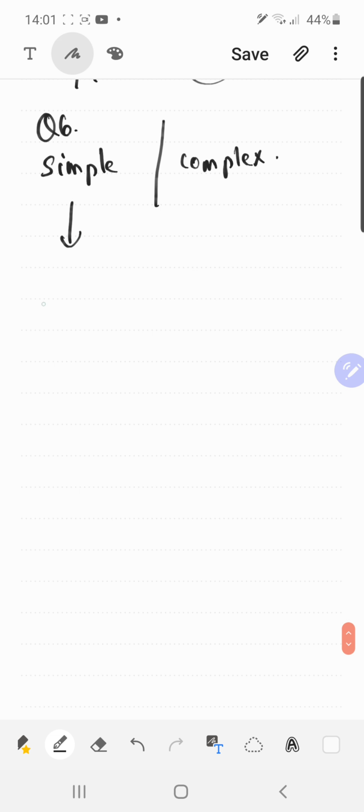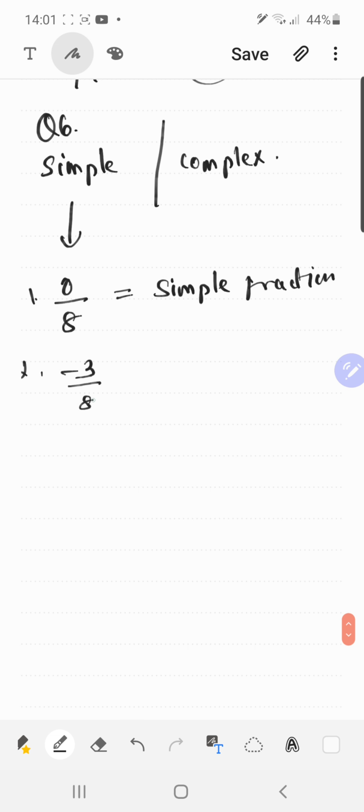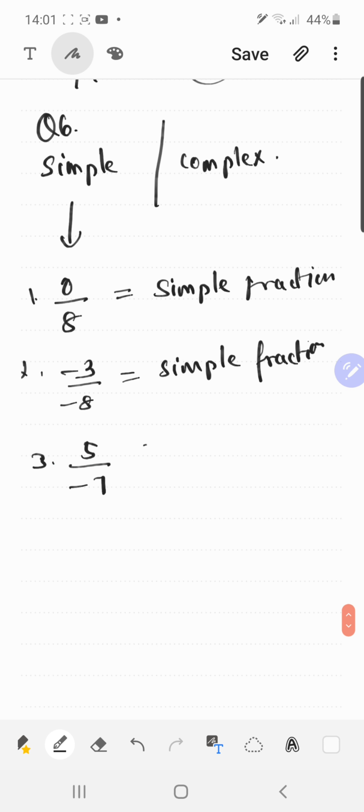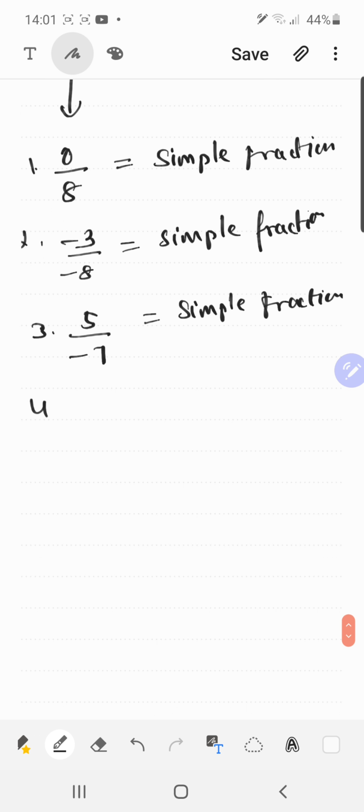But if I give you suppose 0 upon 8, 0 upon 8 will be a simple fraction. It is very simple fraction. Then I give you minus 3 upon minus 8. Again, it is very simple fraction because it consists of a normal integer numerator and normal integer denominator. Again, if I give you 5 upon minus 7, my dear kids, it is also simple fraction because you have a normal integer numerator and normal integer denominator.